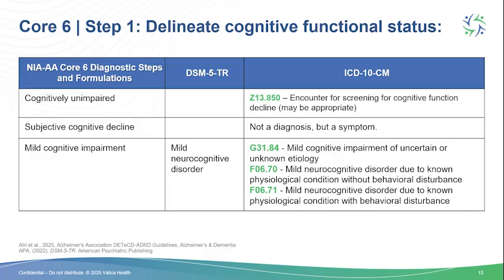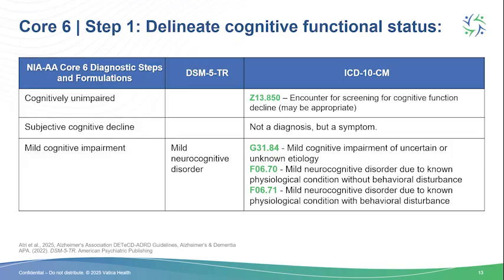You would use G31.84 for MCI where the cause is not known, F06.70 for MCI when the cause is known and there's not any behavioral disturbances, and F06.71 for MCI with a known cause and the patient has behavioral disturbance.